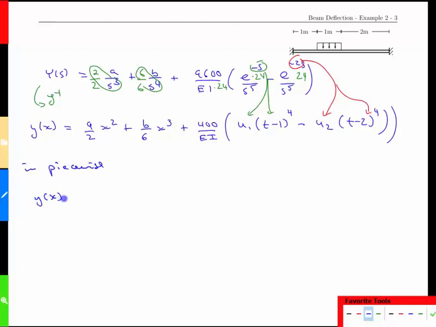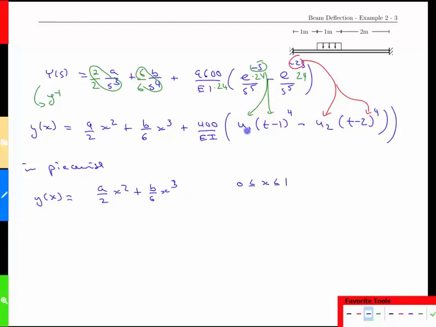Our function is really different on 3 different intervals this time. When x is between 0 and 1, these two u functions have not turned on yet, so all we have is a over 2 x squared plus b over 6 x cubed, and that's all we need at the beginning.